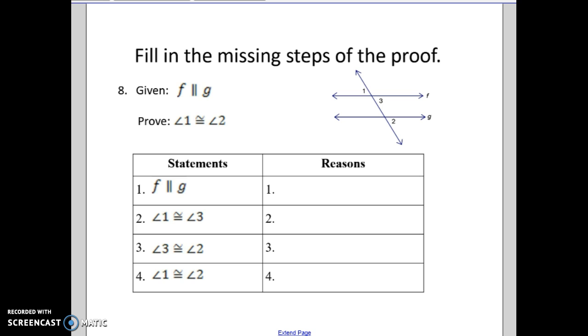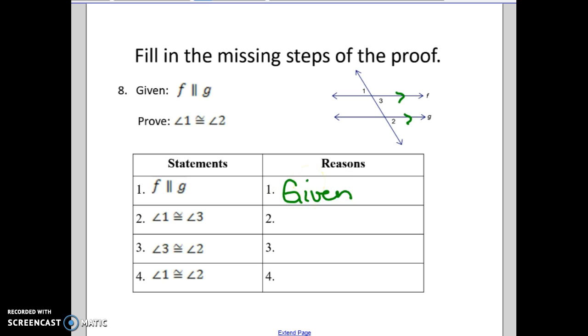So again, always we start with our given, and we have to mark what's given on our picture. It says that F is parallel to G. Line F is parallel to line G. So I need to make sure that I mark my lines parallel. I'm trying to prove that angle 1 is congruent to angle 2. So first things first, they give us that F is parallel to G. So I know that that is my given, because that's the reason.